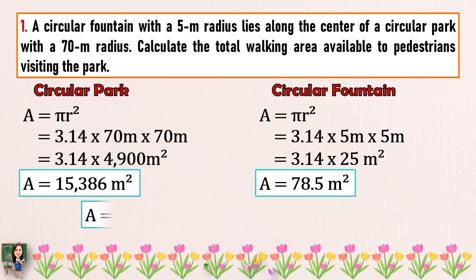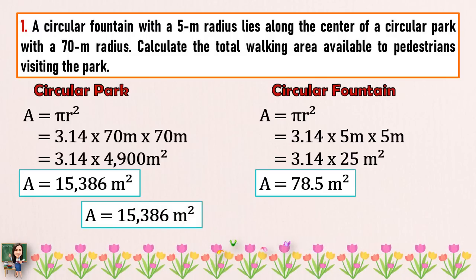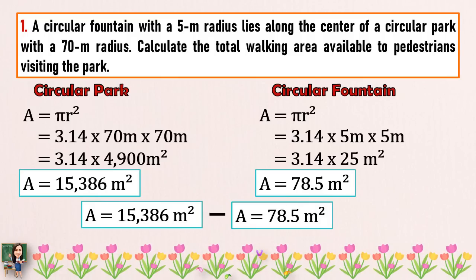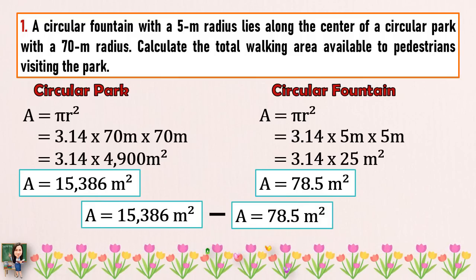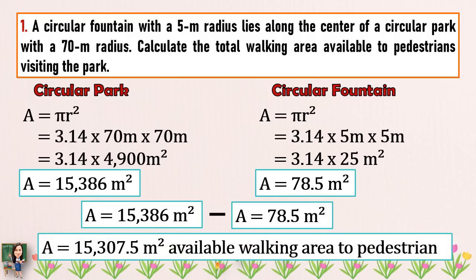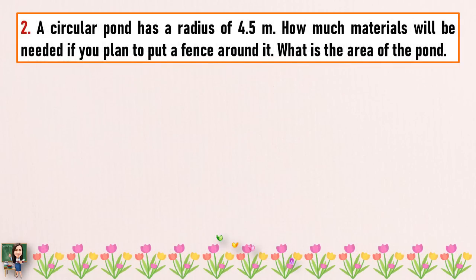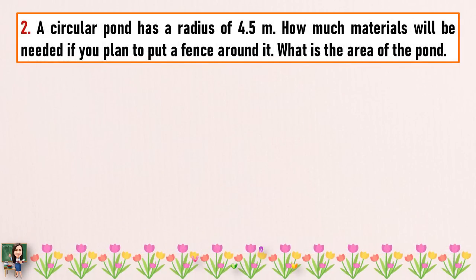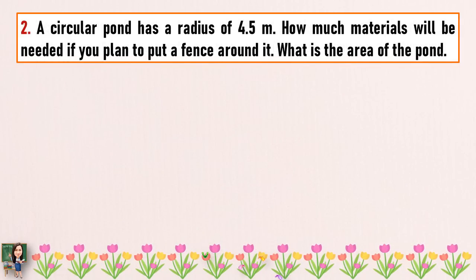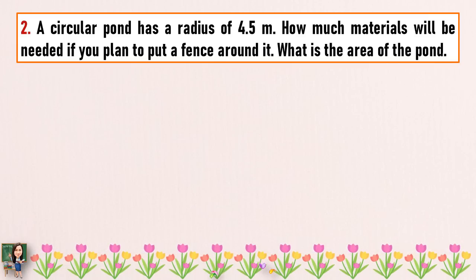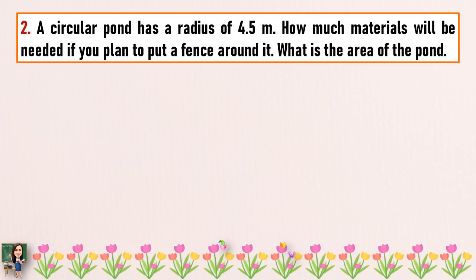Now, subtract 15,386 square meters minus 78.5 square meters equals 15,307.5 square meters available walking area to pedestrians. Number 2. A circular pond has a radius of 4.5 meters. How much material will be needed if you plan to put a fence around it? What is the area of the pond?